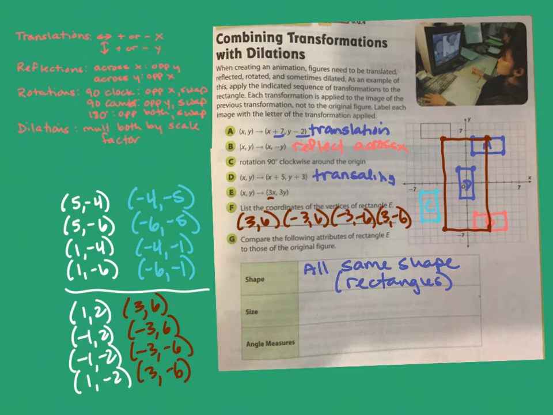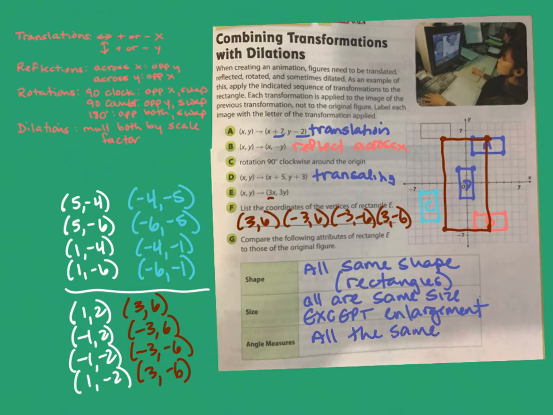So we can say no, they're not the same size, or we can say all are the same size except the enlargement. When we did the dilation to it, that changed the size. Check out our angle measures. These are all 90-degree angles, 90-degree angles, 90-degree angles. All of our angle measures stayed the same, no matter whether we dilated or not, right? All the same. 90 degrees on all of those.